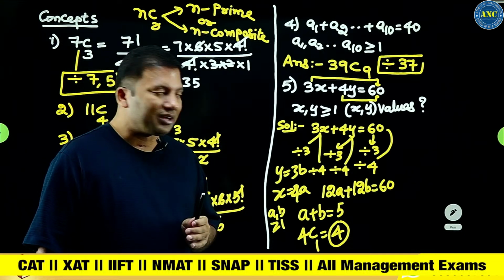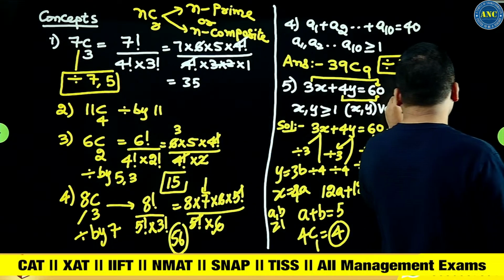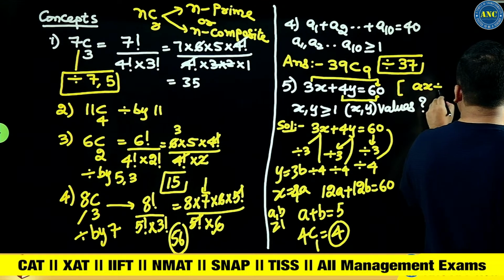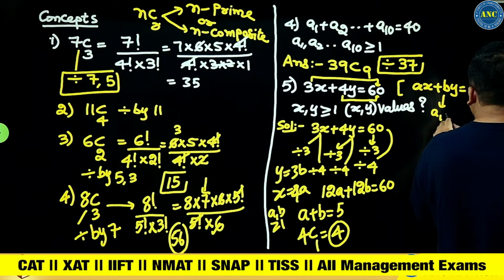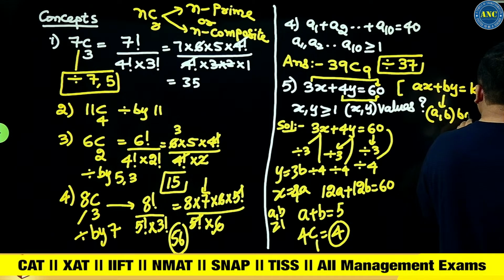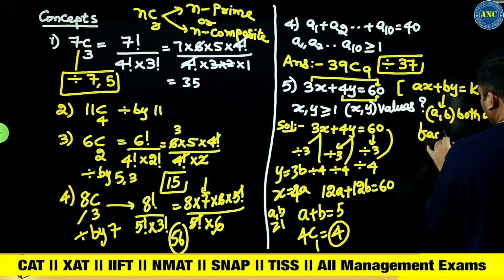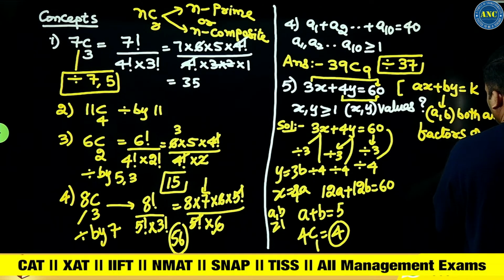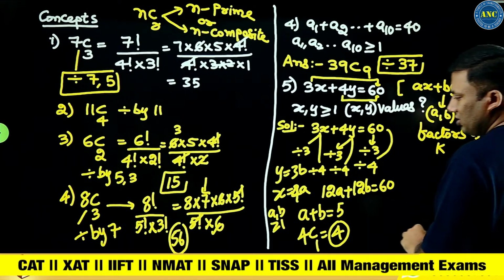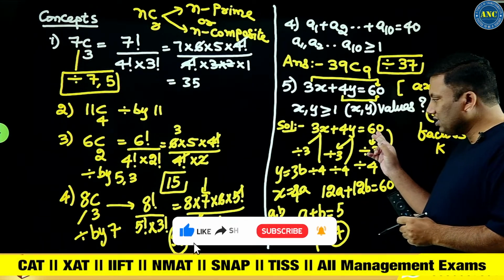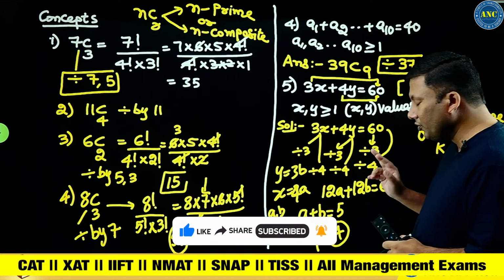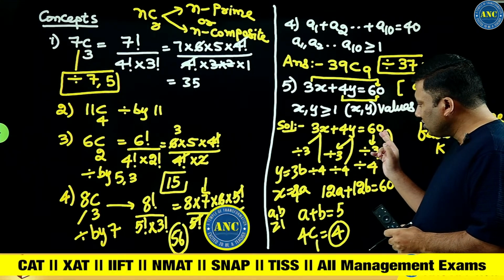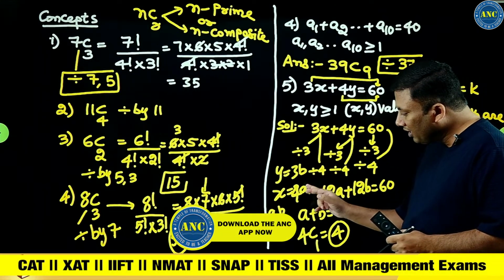3x plus 4y is equivalent to 60. If you see here, this question is of the format ax plus by is equivalent to k. A, b both are factors of the right hand side. This is the procedure one needs to follow. This is divisible by 3, so y should be divisible by 3. This is divisible by 4, so x should be divisible by 4.